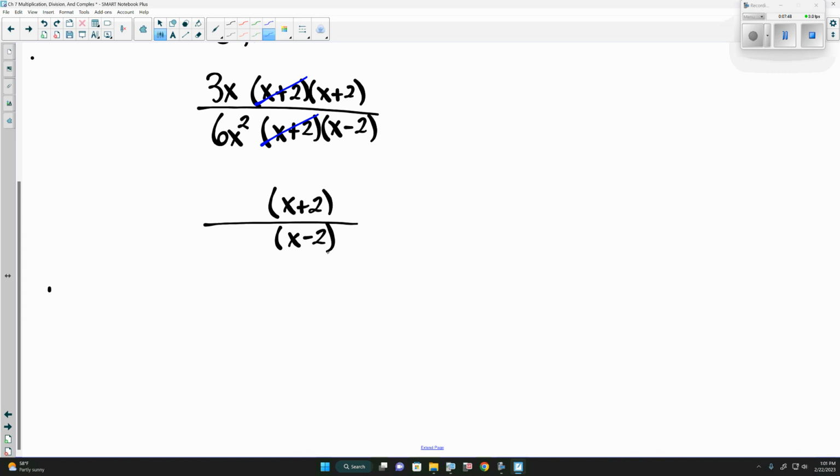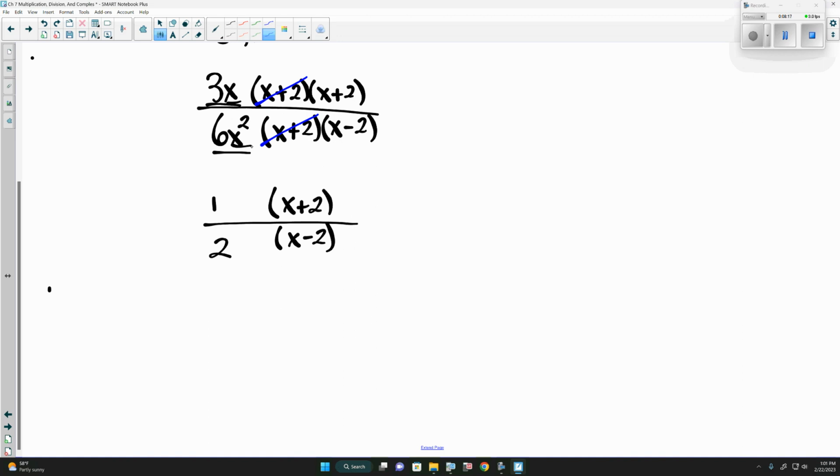Now we need to simplify our other two terms, 3x and 6x squared. Well, 3 over 6 will reduce to what? Right, 1/2, 1 over 2. We can just leave it as 2 on bottom. We can write 1 over 2 either way. x over x squared: yes, we would simplify 1 on top and bottom. Or we can subtract the exponents. 2 minus 1 is 1.